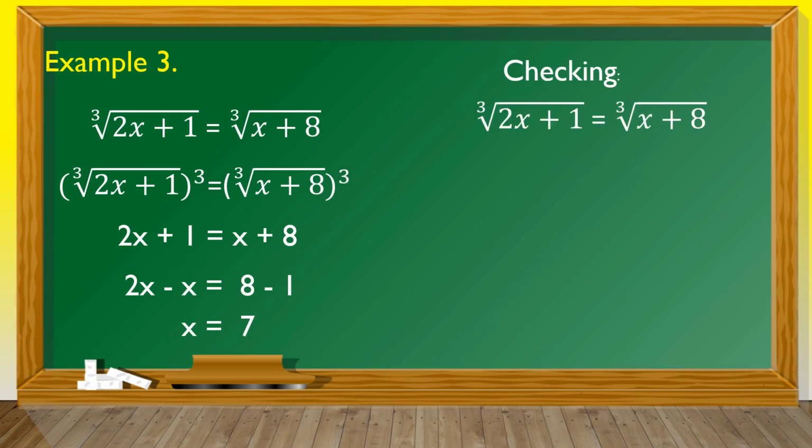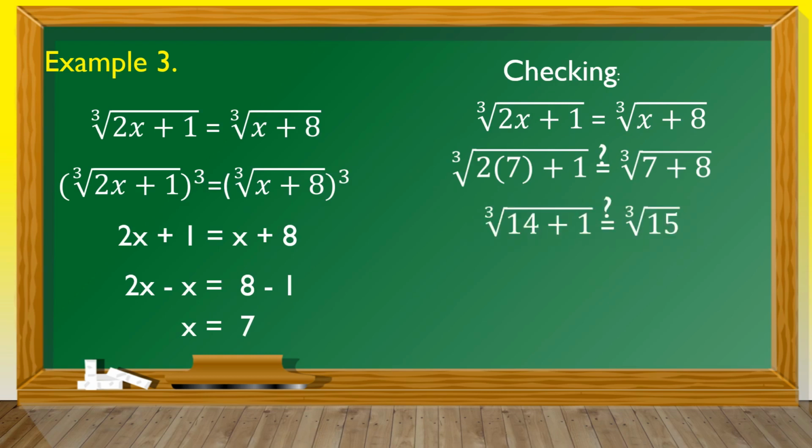Let us check if the value 7 satisfies the given equation. So substitute 7 to the original equation. So it will be the cube root of 2 times 7 plus 1 equals the cube root of 7 plus 8. Then simplify, we have the cube root of 14 plus 1 equals the cube root of 15. Thus, the cube root of 15 is equal to the cube root of 15. So, in this case, the value 7 satisfies the given equation.